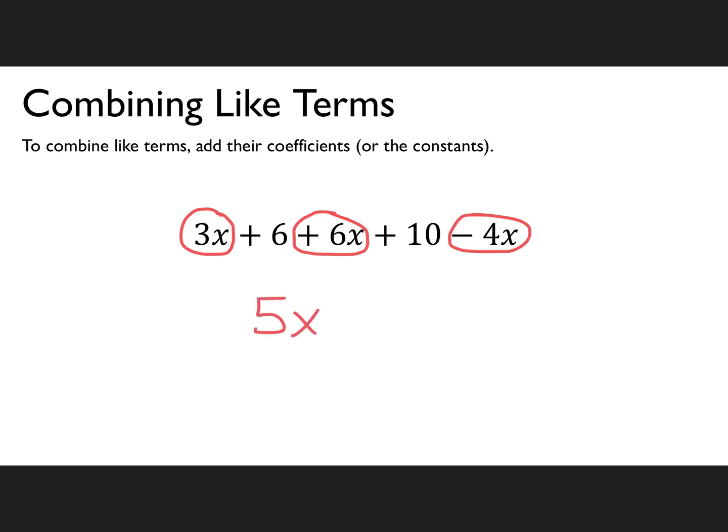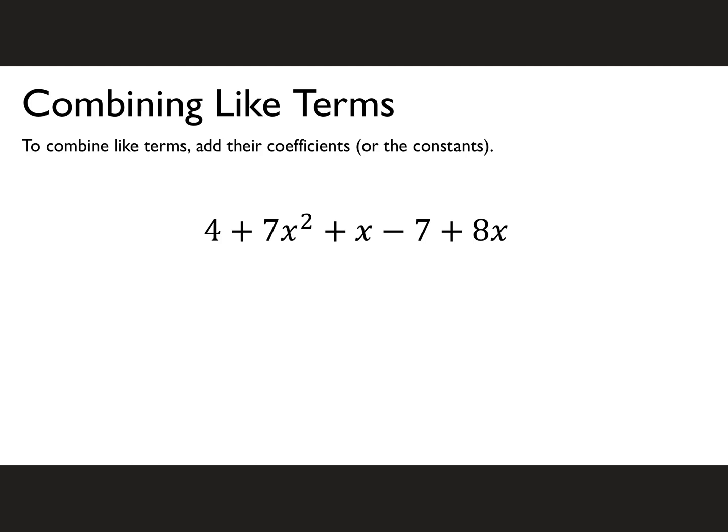And then I'm going to combine my constants also. So I have a positive 6 and a positive 10. And that is a 16. And voila, my expression has been simplified. All right, here we go. I see a positive 7x squared. Now, does that go with the x and the 8x? Well, if you said no, you're correct. In fact, it has no like term, so we're just going to write that term right here.